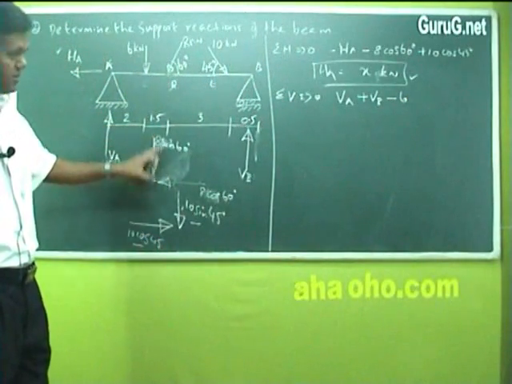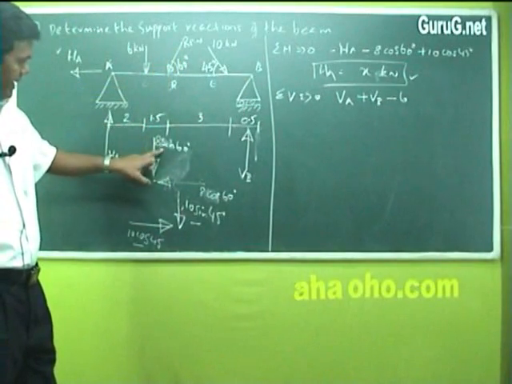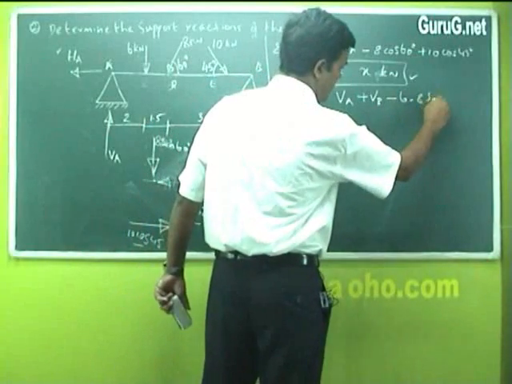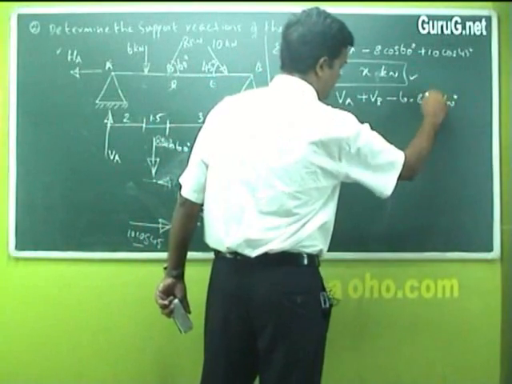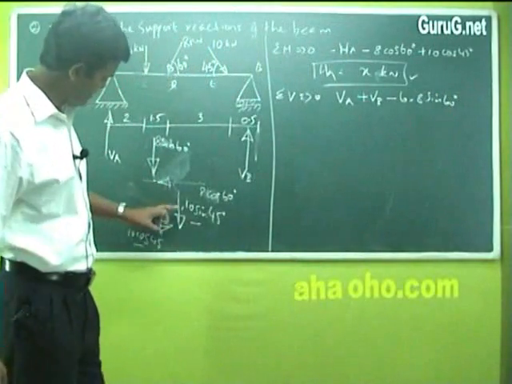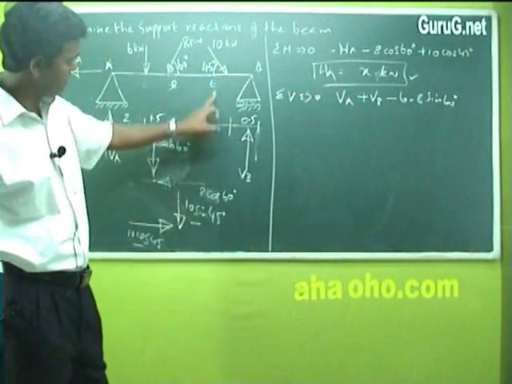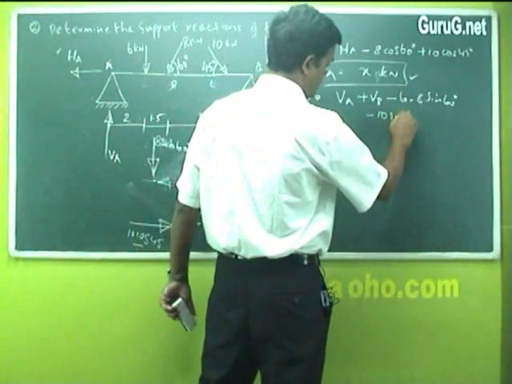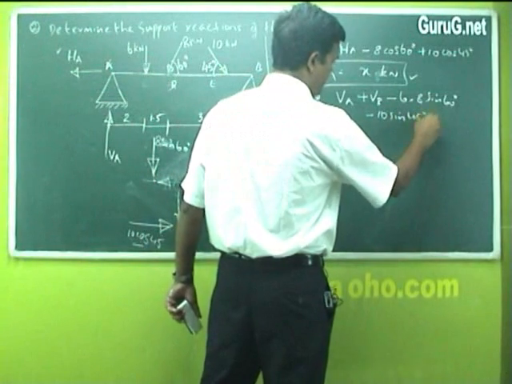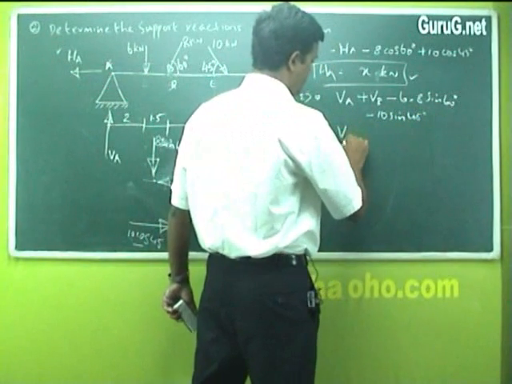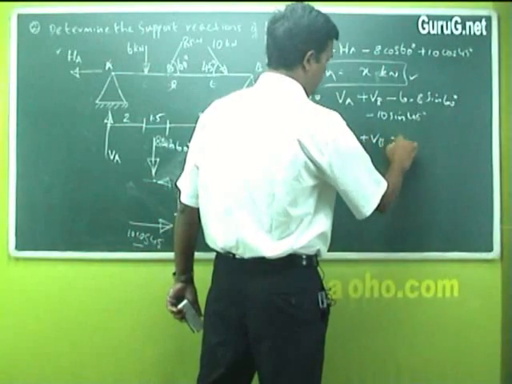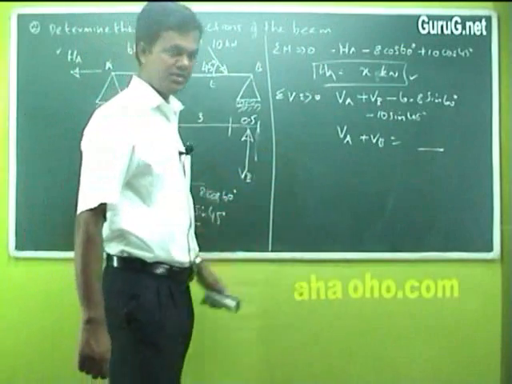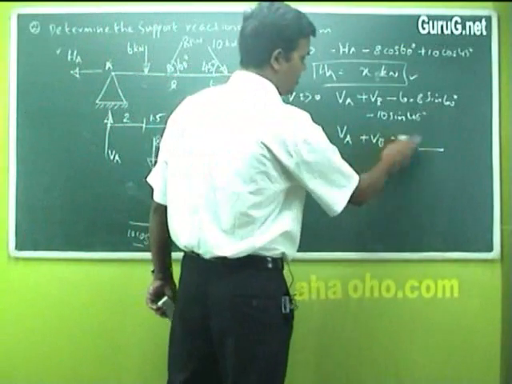Come to the next one. It has been modified like this. This 8 kilonewton is like this now. 8 sin 60 acting down, again minus 8 sin 60 degree. Then anything else here? 10 sin 45 is another force at point E, acting down. So it's minus 10 sin 45 degree. So you will get an equation VA plus VB equals some value. Now what do you do? You find out the answer first. This VA and VB will be a combination.